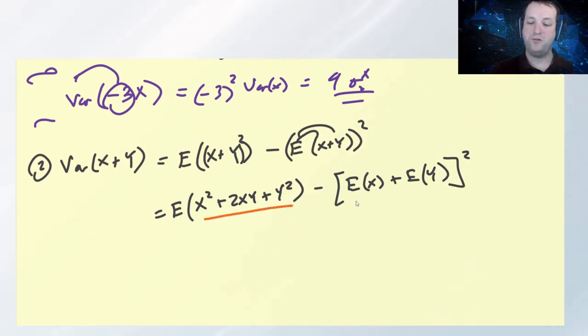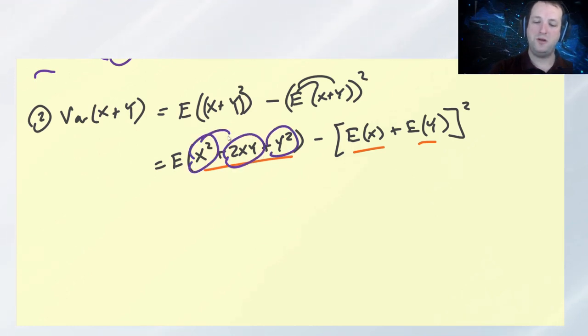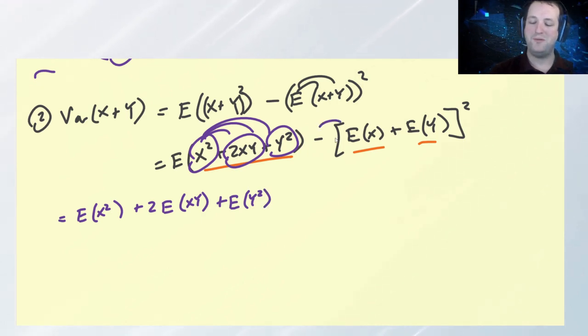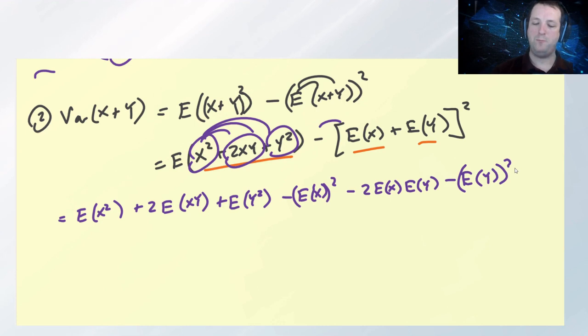Notice that these are random variables, these are numbers. Make sure you know the difference between the two. And we know that these are all random variables, so we can distribute the expected value over each of them. So that's just going to be equal to the expected value of x squared. 2 is just a constant, so I'm just going to factor that out. So I'm going to have 2 E[xy] plus E[y squared]. And then I'm going to square that and then distribute the negative after. So that's just going to be the square of the expected value of x, minus 2 times the expected value of x times the expected value of y, minus the expected value of y, the quantity squared.